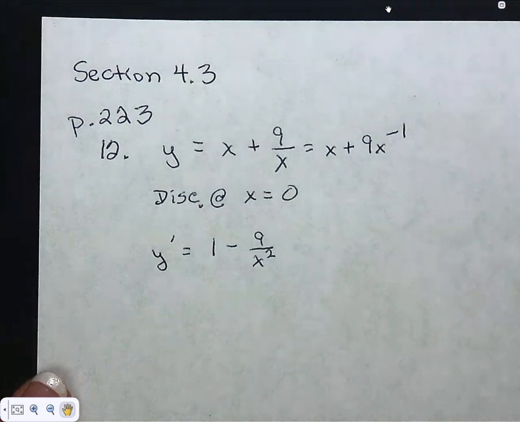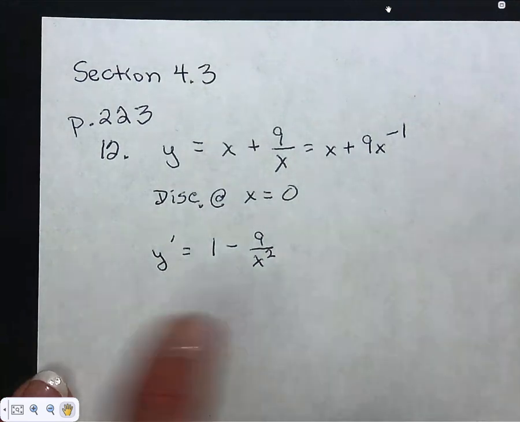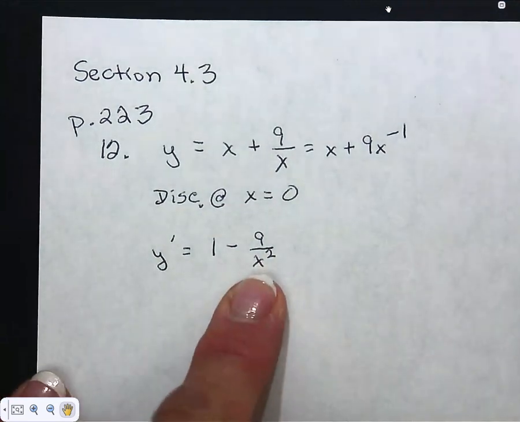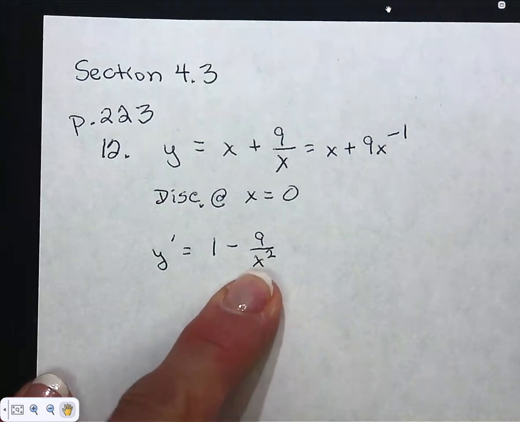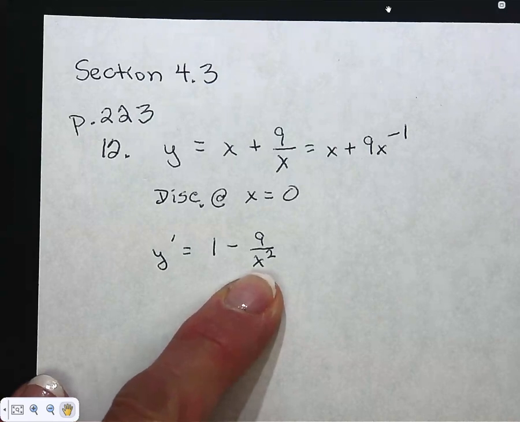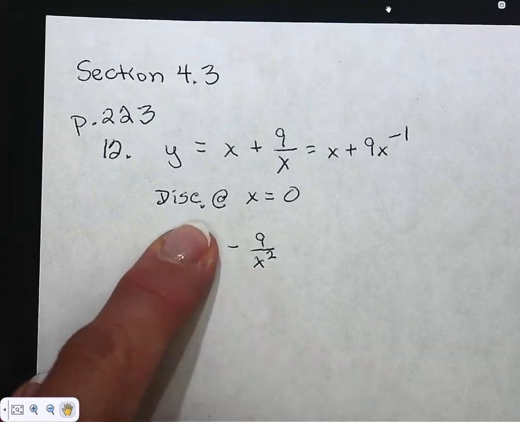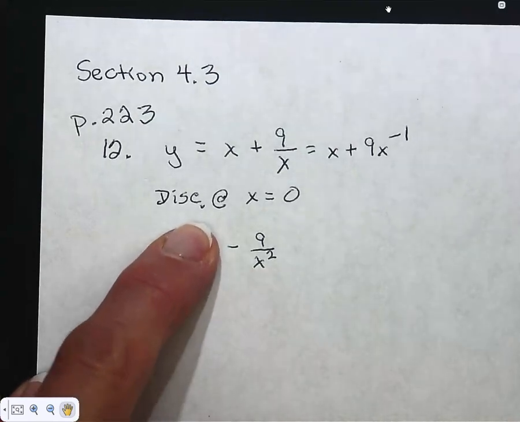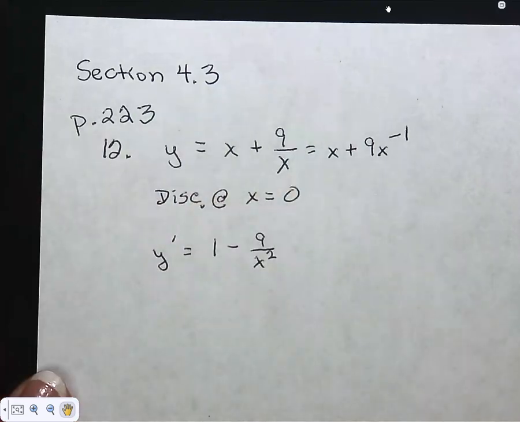Now, is 0 a critical number because it makes the derivative undefined? Why? Because we've already identified what happens at 0. It's not a critical number if the original function's not defined there. It's an important number, but it doesn't meet the definition of a critical number.